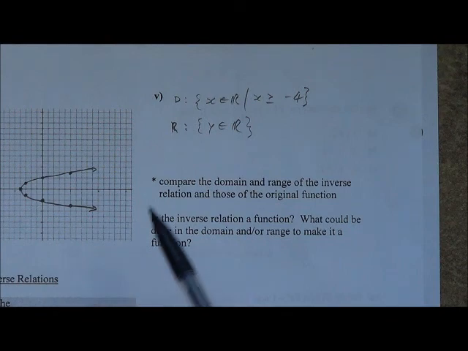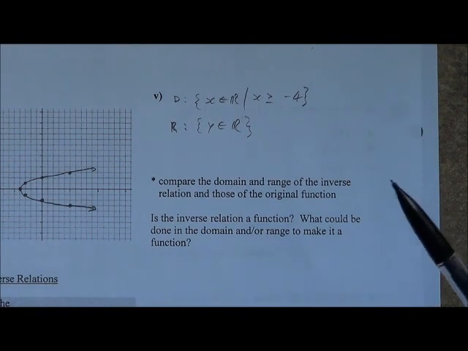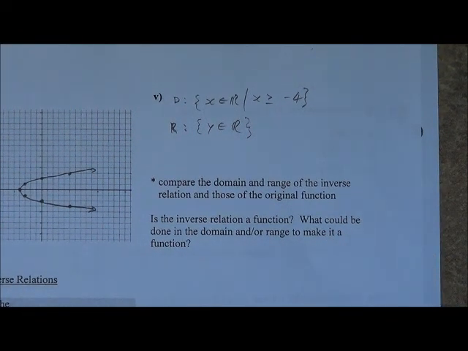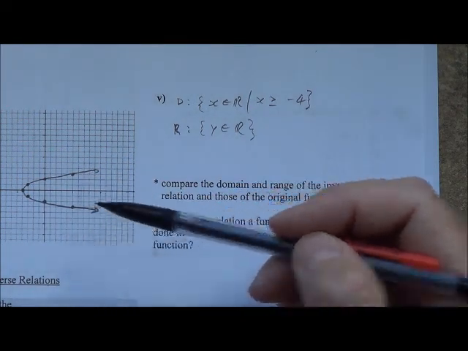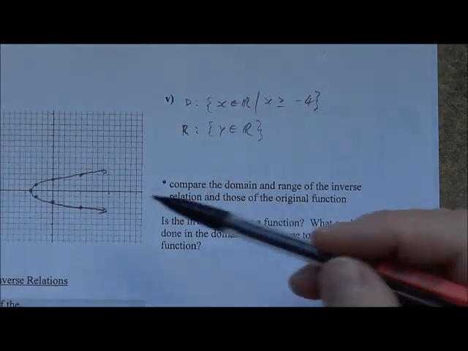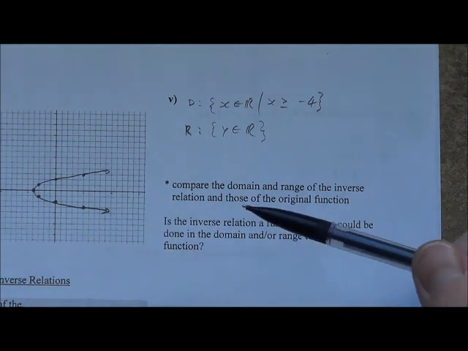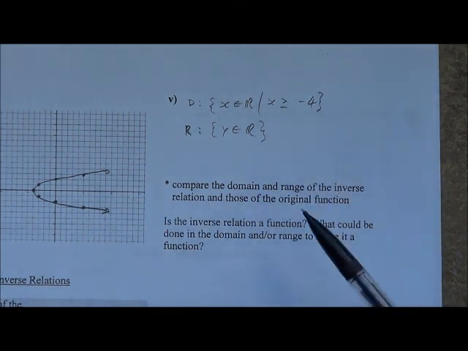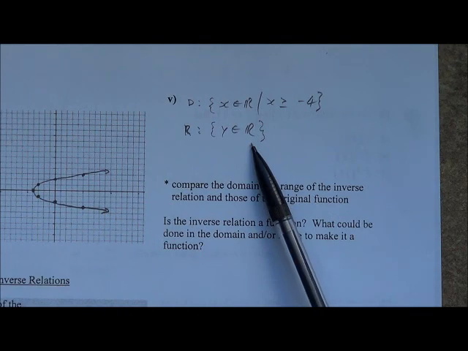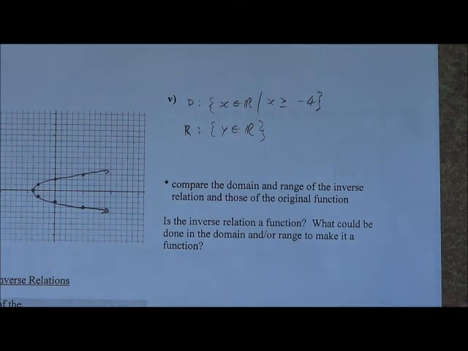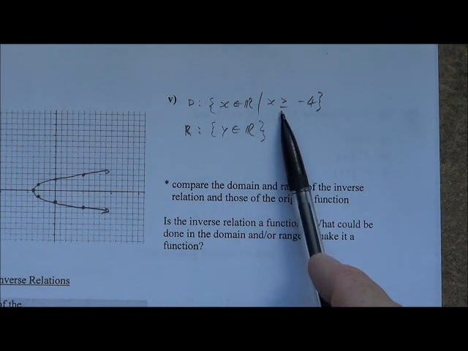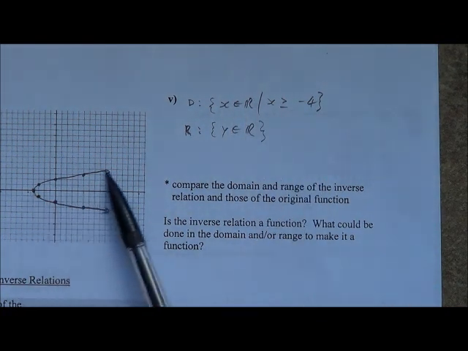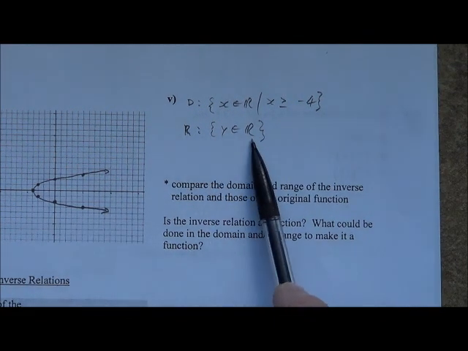Okay? And so take a look at this. Is that a function? Well, by the vertical line test, we can see that there is more than one y value for an x value. So this is not a function. What could we do to the range, in this case, to make it a function? I mean, the domain we can't really restrict to make it a function, but we could restrict this.